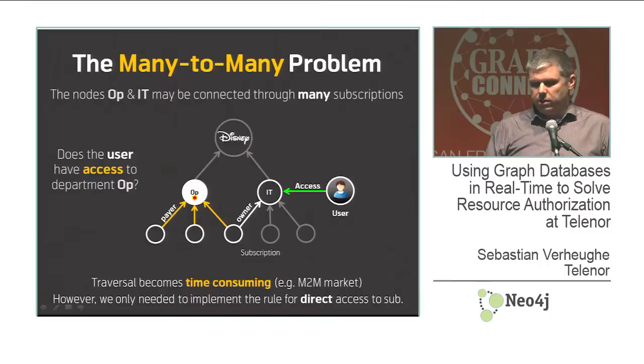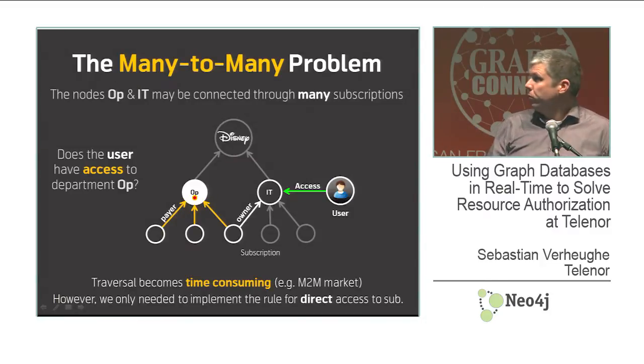And the last one is we had a many-to-many problem. Basically, if the user wants to check if you have access to the Ops department, but the Ops department has many thousand subscriptions, that's a valid use case we have. And the IT department has many thousand subscriptions. But the problem is they have two kinds of relationships back up to the department node. They have a payer role and an owner role.